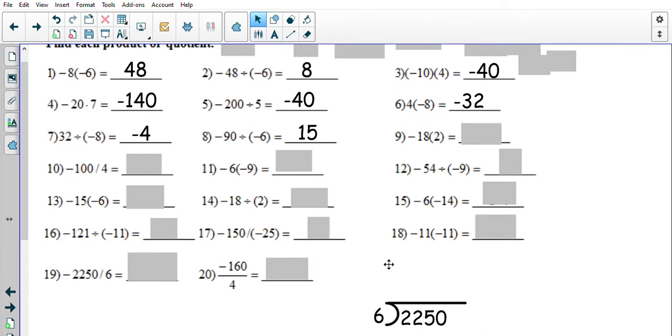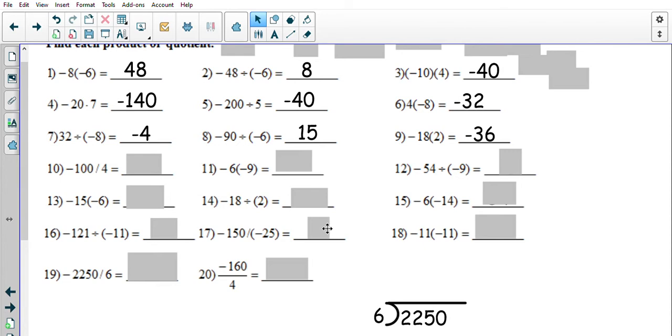Number 9, -18 times 2. Signs are different, so my solution is going to be negative. 18 times 2 is 36. My final solution will be -36. Again, I'm going through these quickly. In class, we would go through them pretty fast. I know you're watching a video here, which makes things a little bit different, but that's why I would suggest maybe trying some of these on your own.